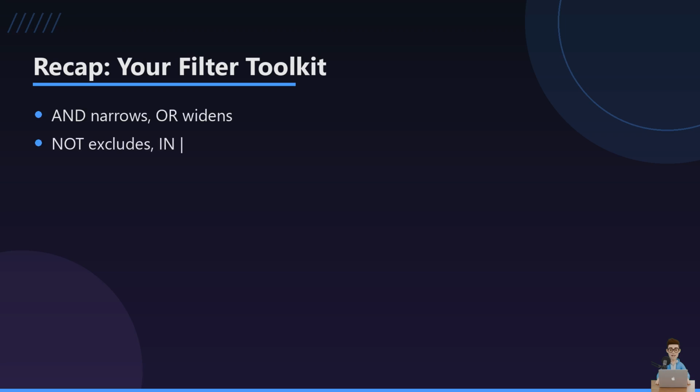So that's the whole toolkit. AND narrows, OR widens, NOT excludes, IN checks a shortlist, BETWEEN covers a range with both ends included, and LIKE searches text with wildcards. And remember the NULL trap, unknown values need IS NULL. Practice mixing these with parentheses and you'll write filters that are both fast and exactly right.